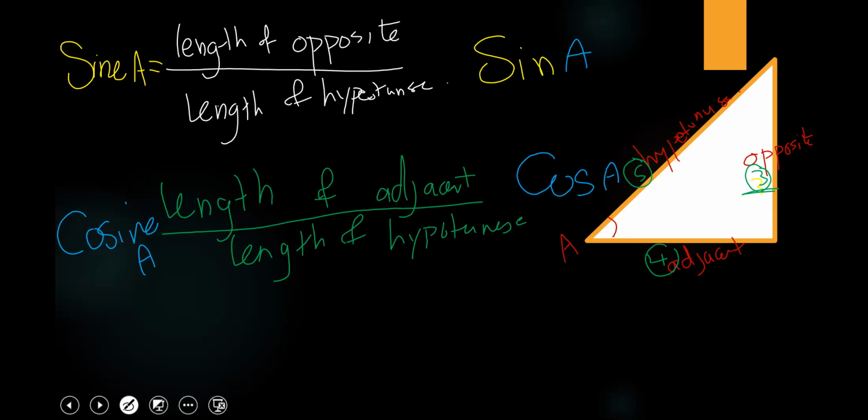How can we find the cosine? The same as we found the sine. Cosine A, where's the adjacent here? It is 4. And where is the hypotenuse? It is 5. So I will say here, cosine A is 4 over 5.